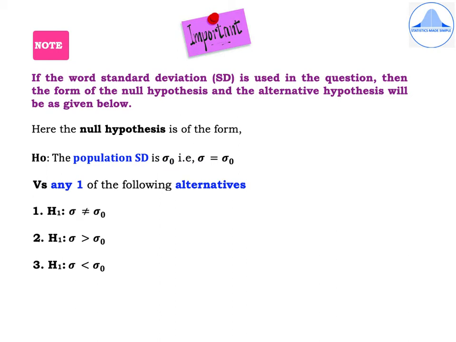First is H1: sigma is not equal to sigma naught. Second, H1: sigma is greater than sigma naught. And third, H1: sigma is less than sigma naught.